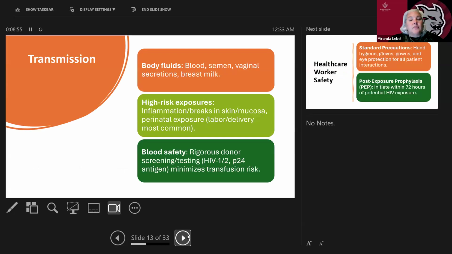So HIV is transmitted through body fluids: blood, semen, vaginal secretions, and breast milk. High risk exposures are going to be inflammation, breaks in the skin, mucosa, and perinatal exposure. So labor and delivery is most common. And blood safety: we've done rigorous donor screening and testing, which minimizes transfusion risk.